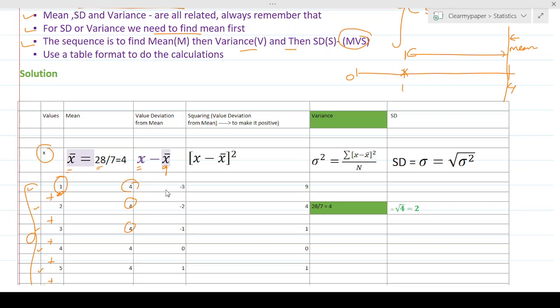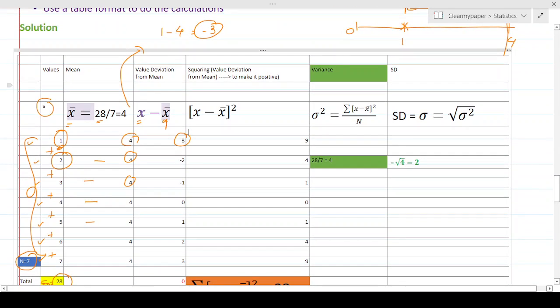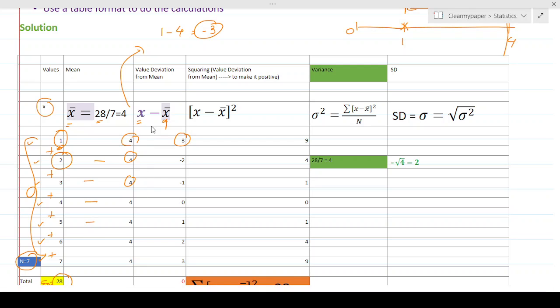In this case, we'll subtract 1 minus 4, and that's going to be minus 3. This is what we get here, and so on. We'll be finding it for each value: 3 minus 4, 4 minus 4, 5 minus 4, and so on and so forth. Once we find that, we'll have the individual deviations, the deviation of each individual value x from the mean.